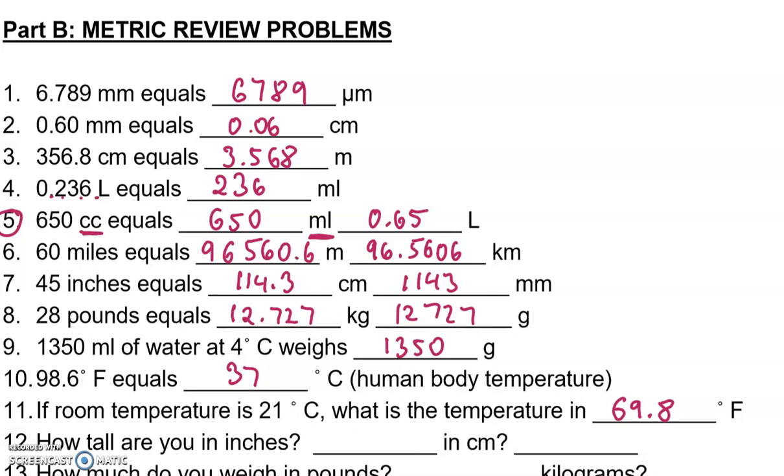How tall are you in inches? Let's use me. I'm 70 inches tall, and in centimeters, so 70 times 2.54, that comes out to 177.8 centimeters. Okay. So 70 inches is 177.8 centimeters.